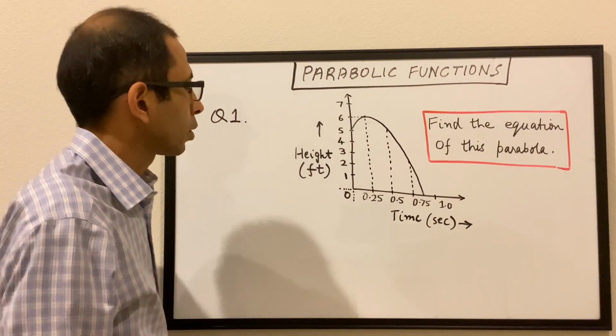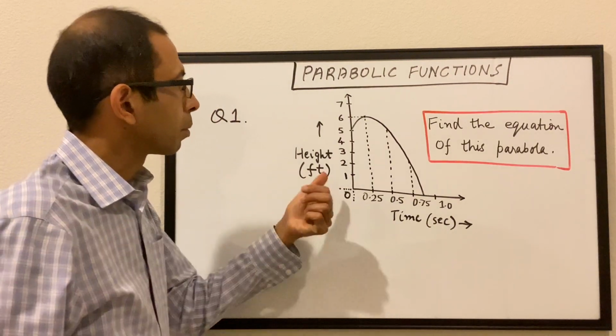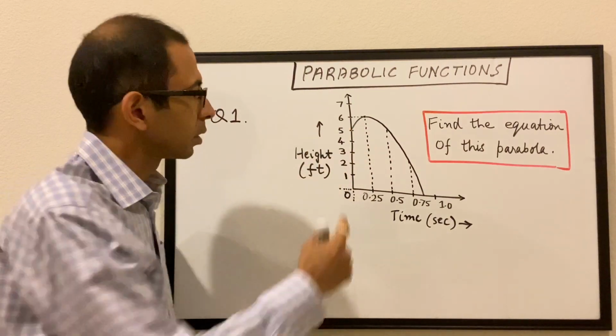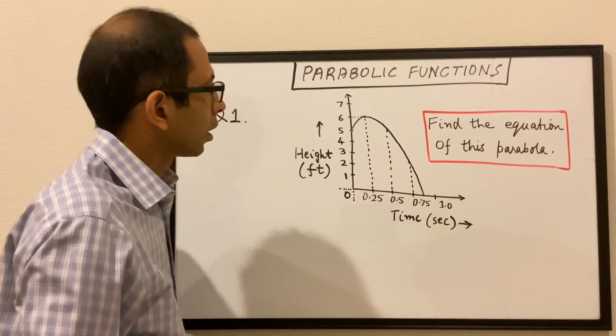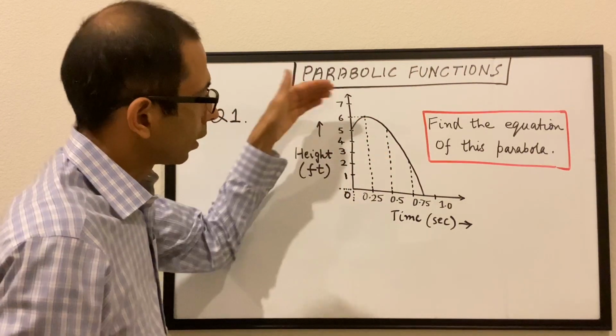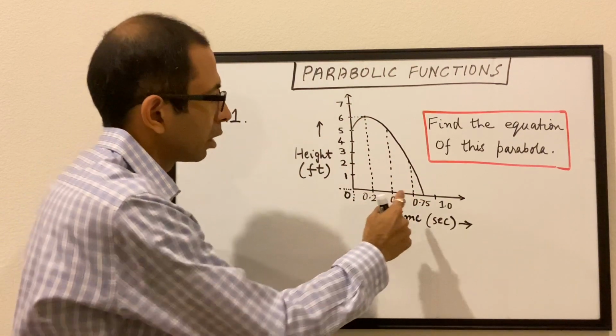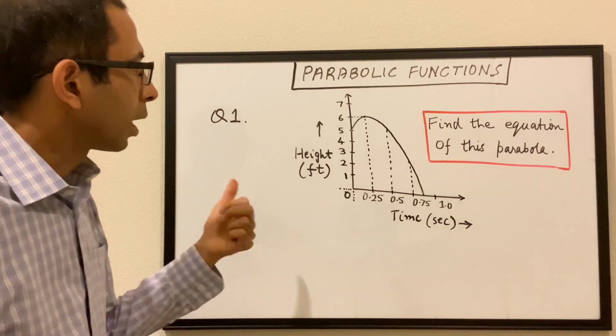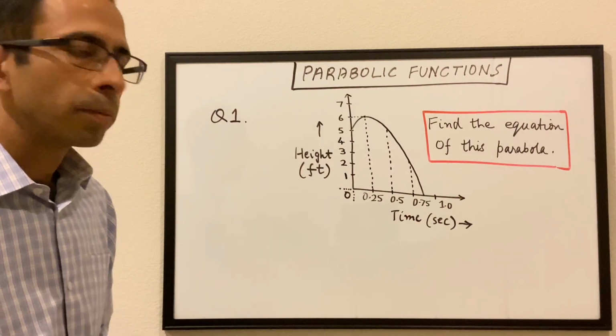So we have a question here wherein let's say that a ball is thrown from an initial height of 5 feet and it follows the trajectory as shown here. It reaches the maximum height of 6 feet at some point of time and then finally hits the ground anywhere between 0.5 and 1 seconds, right? So we have the situation and we have to find the equation of this parabola, right?